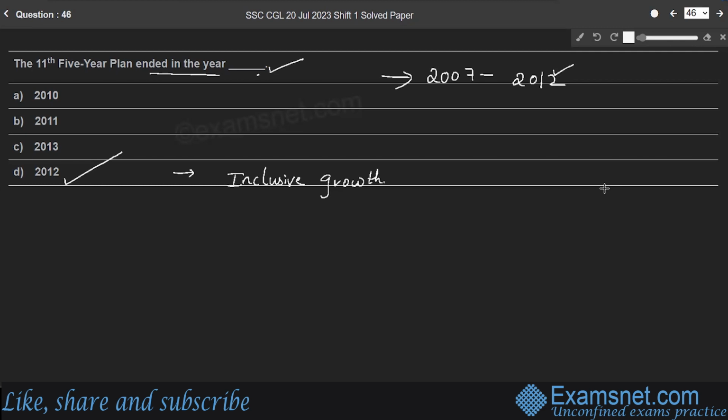After that, Niti Aayog replaced the Planning Commission of India from 1st January. So by the end of the 5-year plans, especially the 11th 5-year plan, Niti Aayog started from 1st January 2015, started by the Government of India, right? So for the given question, option D is the right answer.